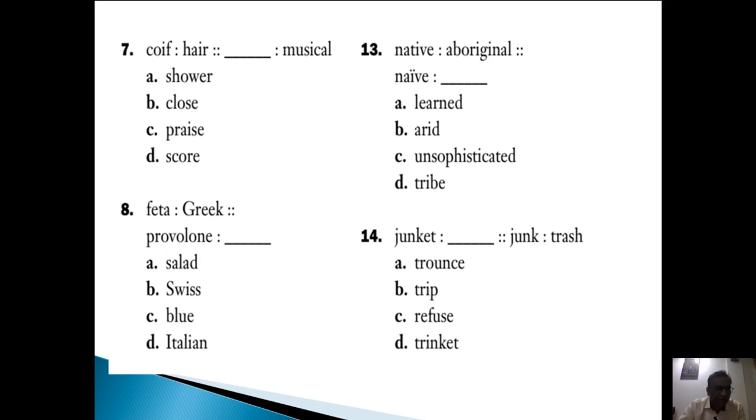Question number 8. Feta equal to Greek. Then provolone equal to what? Feta is a Greek cheese. You know that? Feta is a Greek cheese, and provolone is an Italian cheese. It's a type of cheese. Getting me? In the Italian language, provolone is called cheese. Okay, getting.